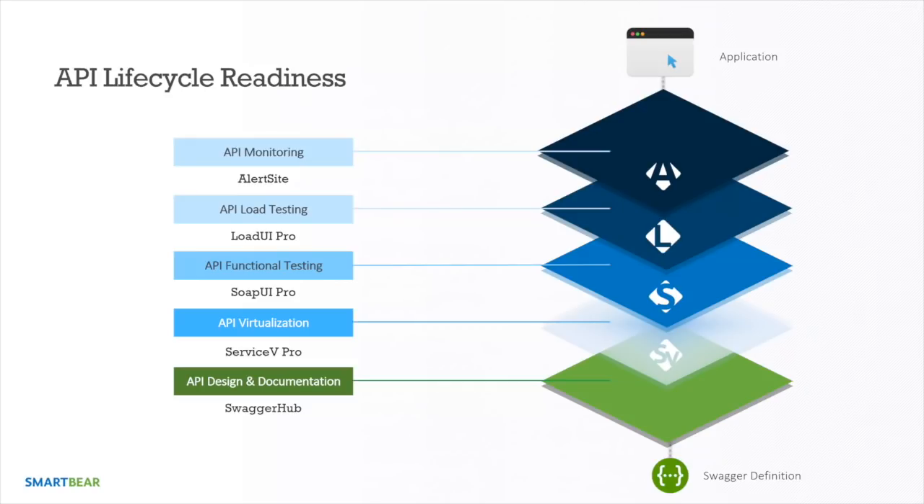And then next stage, we have the performance. So we have LoadUI Pro, our API load testing. LoadUI Pro can take a script made in SoapUI Pro and automatically create that load test. So we can create end-to-end load tests automatically without actually having to do any scripting or create a new test. And then lastly, we have AlertSite. AlertSite is our API monitoring tool.